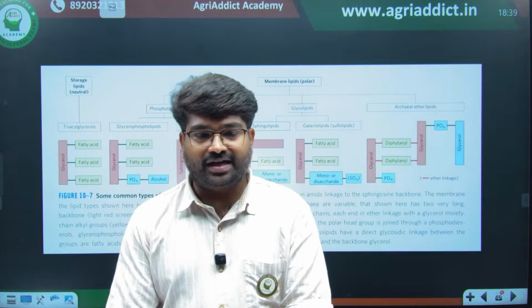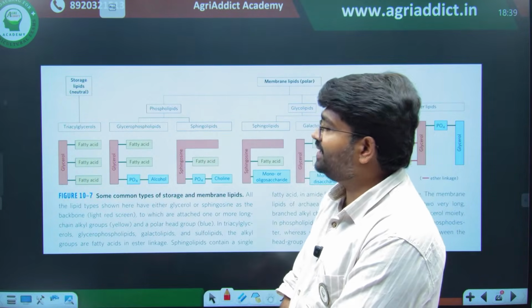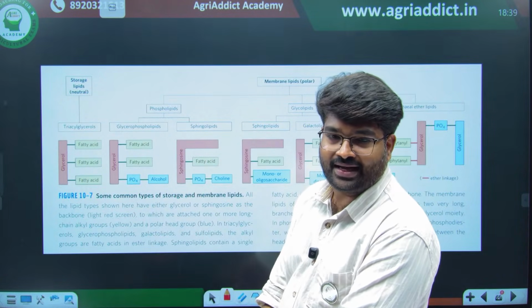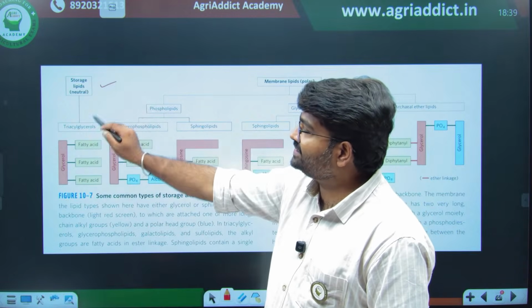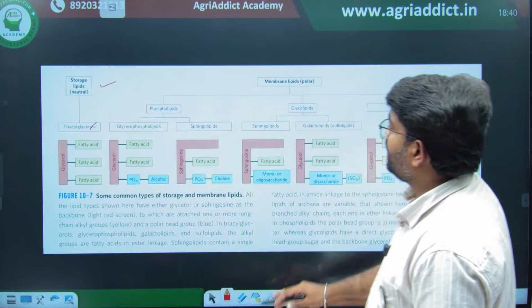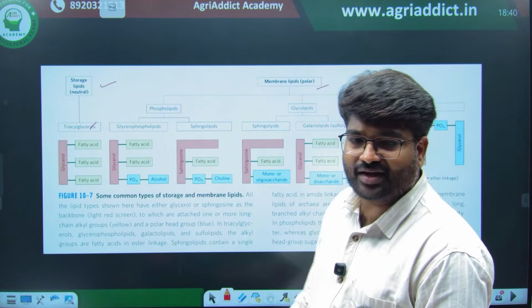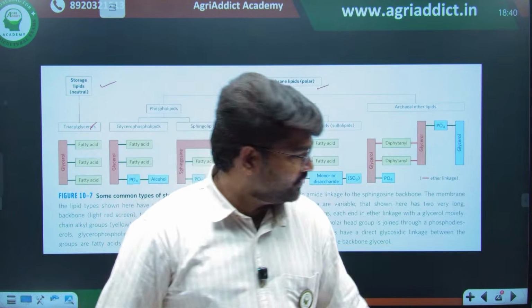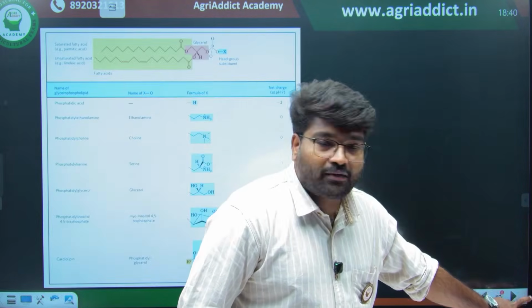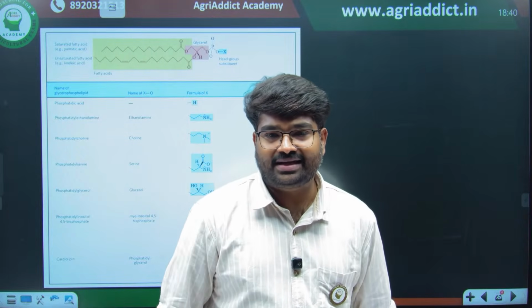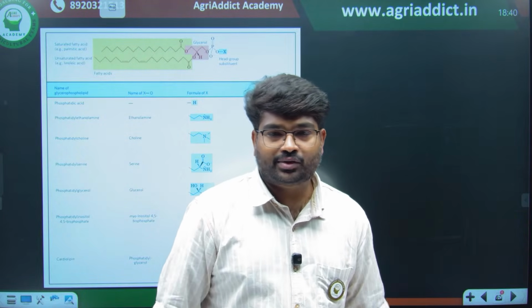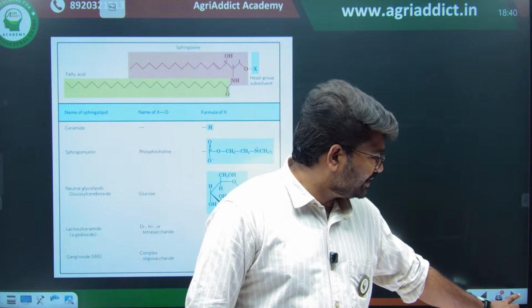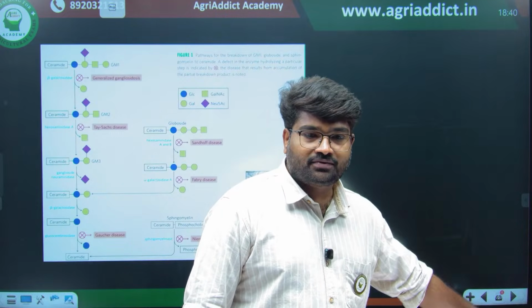Now we are going to see the classification of lipids, which we already discussed yesterday. Storage lipids, for example triacylglycerol. Apart from that, membrane lipids, phospholipids and sphingolipids, we have already discussed in yesterday's lecture. I am skipping the examples of phospholipids and sulfolipids.